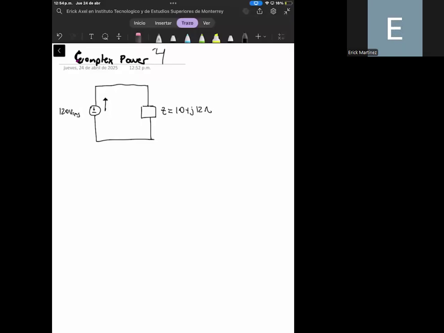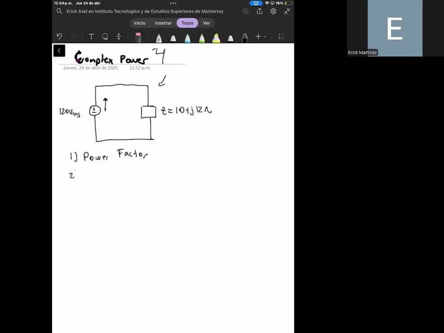So hello everyone. In this video, I wanted to make two examples related to the idea of complex power. In particular, I will first try to solve the following circuit in which we need to compute first the power factor of the circuit.